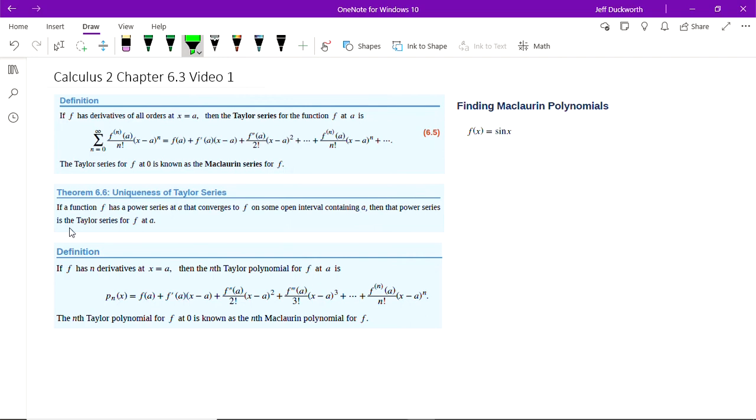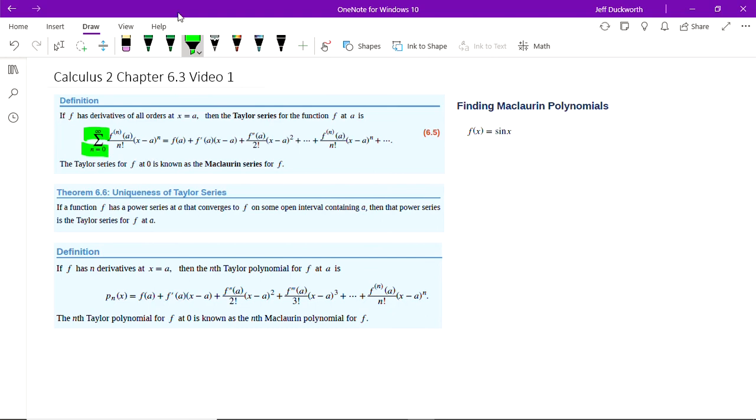So if f has derivatives of all orders at x equals a, so that means you have to be able to keep taking derivatives, up to n orders or infinite orders, whatever. Then the Taylor series for this function f at a is this. So we have a summation here. We have f to the n.